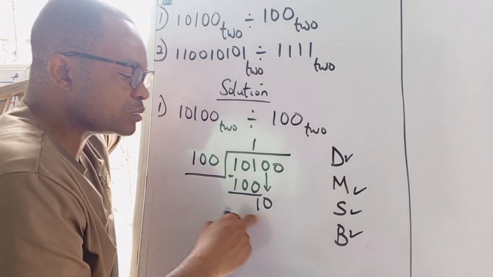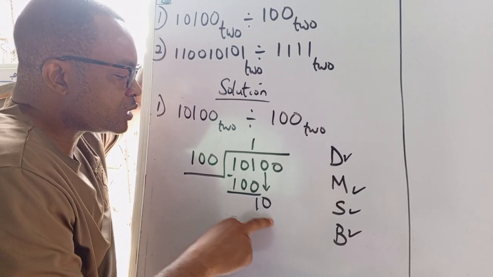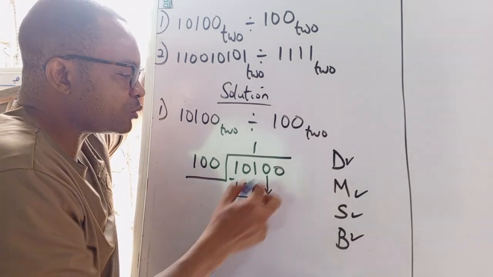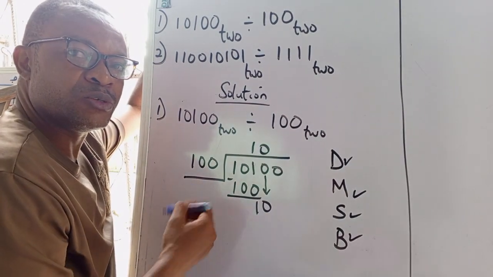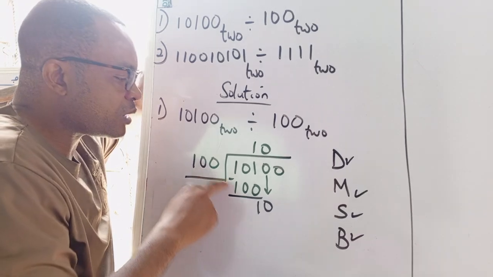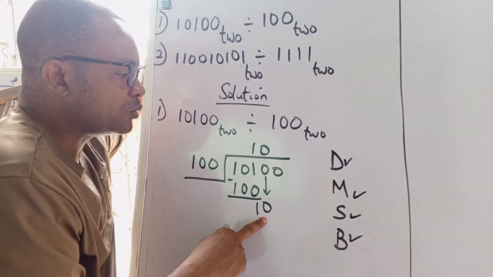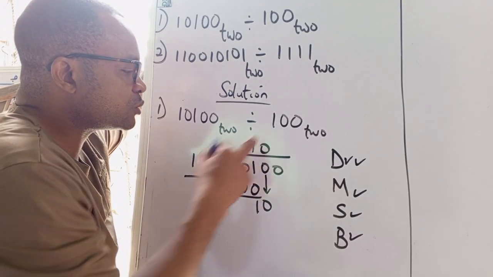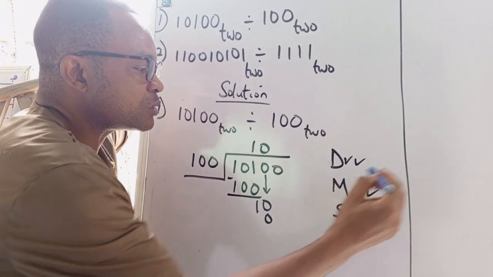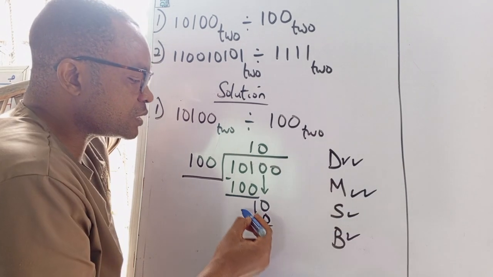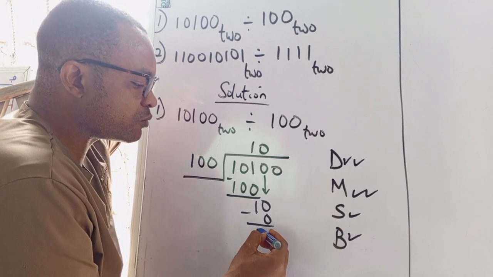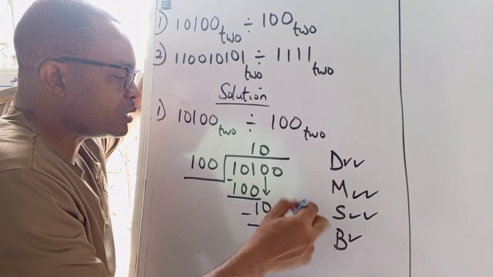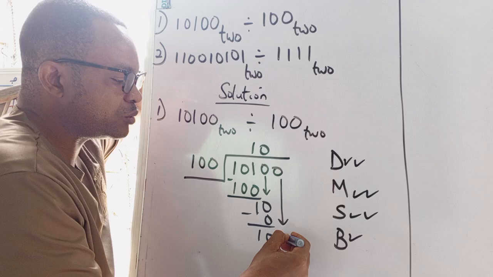So I have 10. Now if you look at it, 10 is actually smaller than 100. So if I do 100 into 10, I'm going to have 0. The reason why I'm having 0 is because this number is bigger than this one. Okay, so I just divided now. The next thing says multiply. 100 times 0 is 0. I just multiplied. Now the next thing says subtract. 10 minus 0 will give us 10. I just subtracted. Bring down means I should bring down the next digit, which is 0.